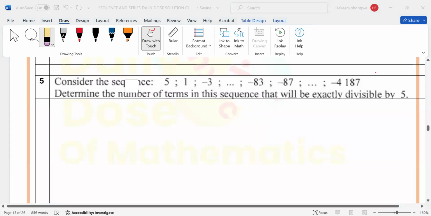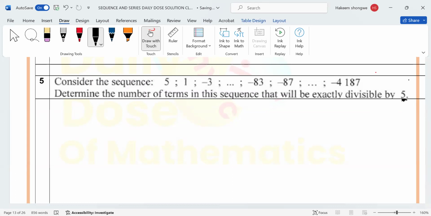So if we consider number 5, they say determine the number of terms in this sequence that will be exactly divisible by 5. So after doing this, when you come and do exactly divisible by 3, we're going to change it. Now, as an activity, after doing this one, I want you to do exactly the ones which are divisible by 3. So yeah, as I said, they don't want all the terms here.